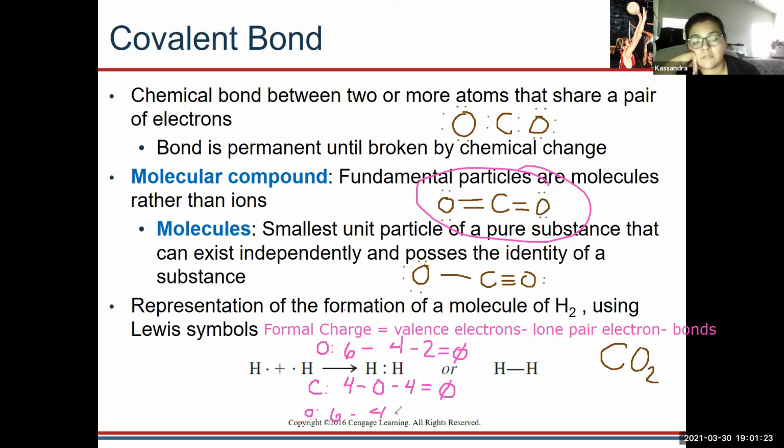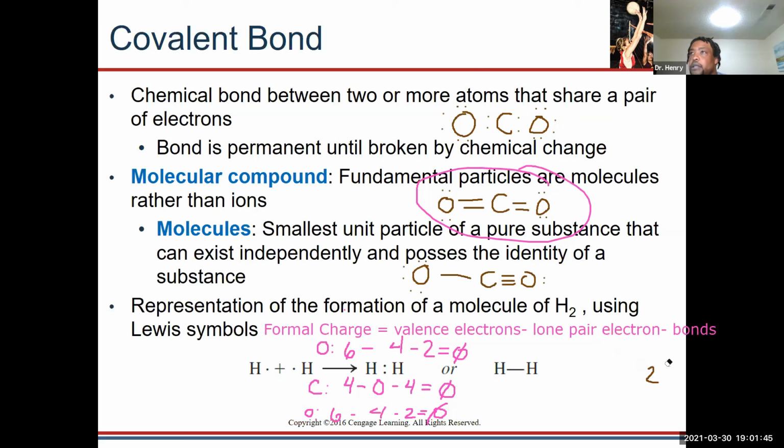Is that the goal, to get 0 every time? That's right, your goal, and that shows stability. So usually, if you have this, it's going to be the most stable form. Sometimes you can't get away from having a charge, but you want to try to get it as close to 0 as possible. That means we made a stable molecule.